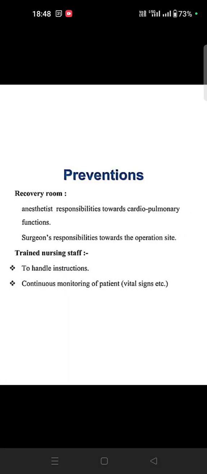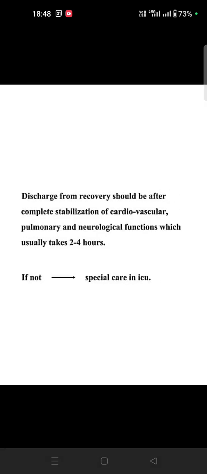muscle spasms. What are the causes of death from complications? Acute pulmonary problems, cardiovascular problems and fluid derangements. Prevention: the anesthetist's responsibility is cardiopulmonary function, the surgeon's responsibility is the operation site, and a trained nurse handles the instructions and continuously monitors the patient. Discharge from recovery should be after complete stabilization of cardiovascular, pulmonary and neurological function, which takes 2 to 4 hours. If not, special care in ICU. Okay, this is the normal pre-operative and post-operative care.